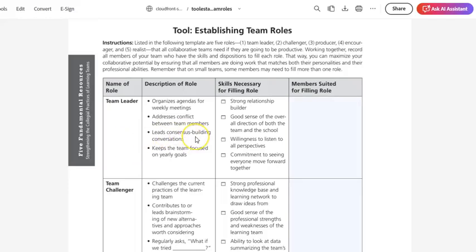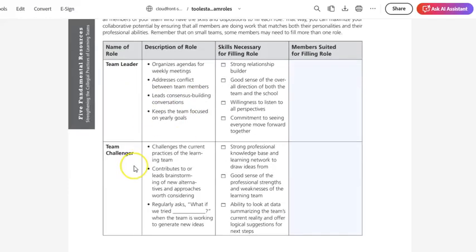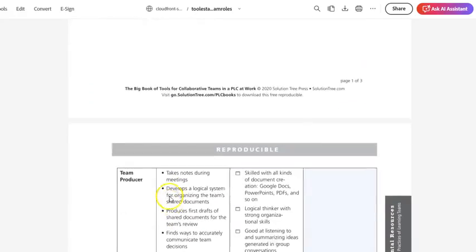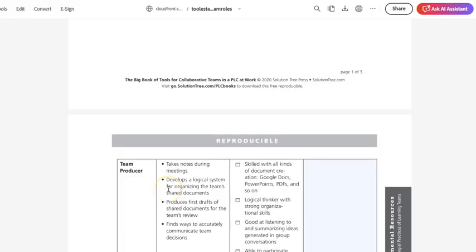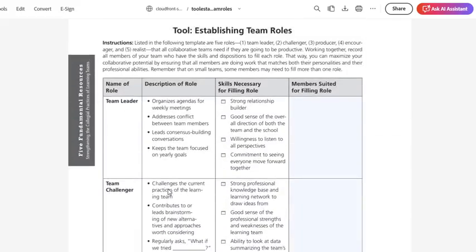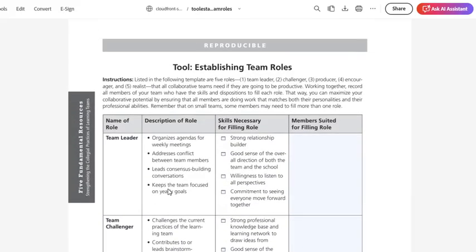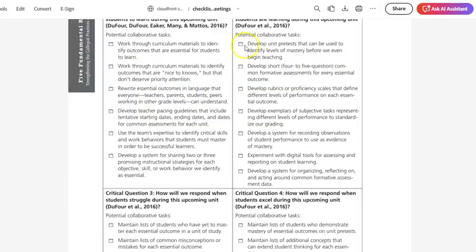You see my team roles? Team leader, that's supposed to be me. These are my jobs. Team challenger does these kinds of things. Team producer does these kinds of things. So I could have talked in more depth about how we considered each person's background, skills, abilities, and personalities. It tells that right here, to make sure that we can work together well and that we aren't just checking off boxes. And then I'll also mention this one.